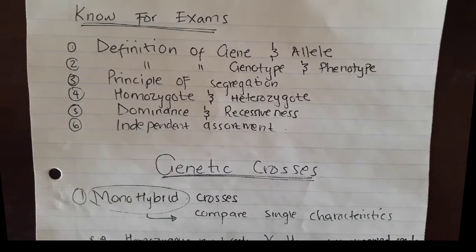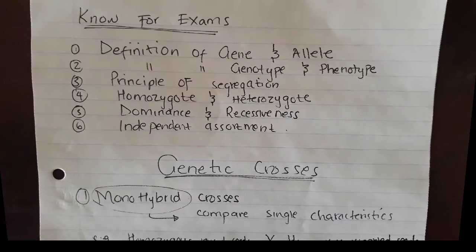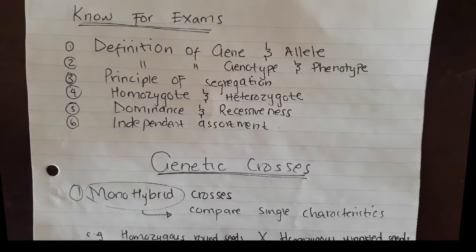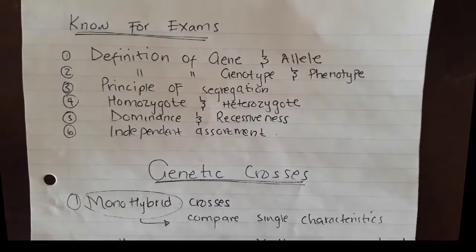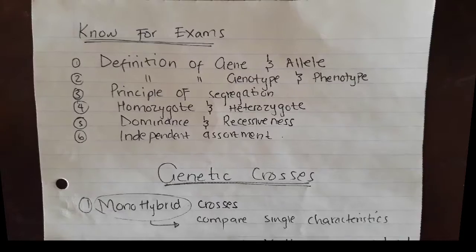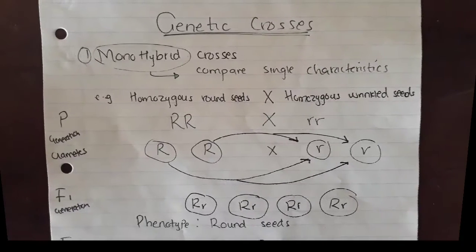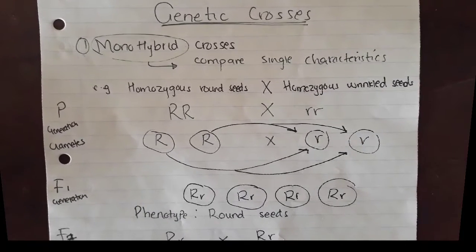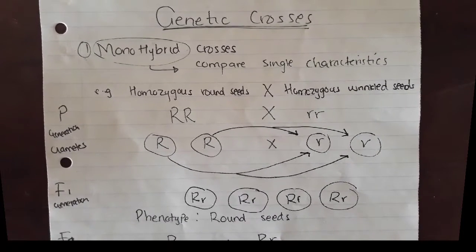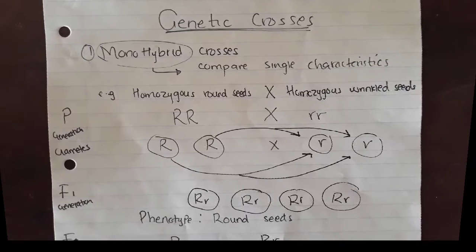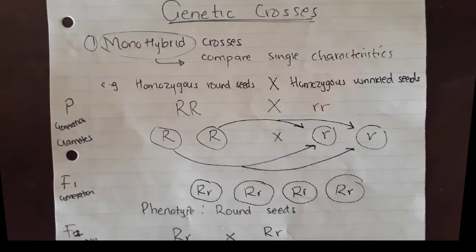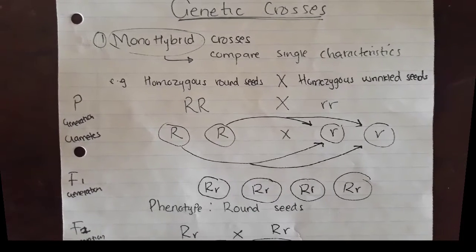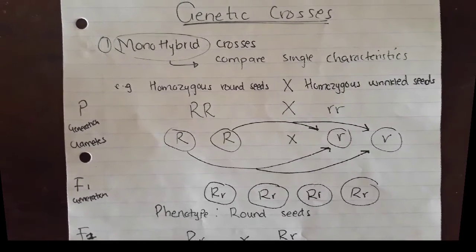For genetic crosses, we will firstly understand what monohybrid crosses are. Monohybrid crosses are crosses where we compare single characteristics. Okay, so let's have an example. Say we have a homozygous round seed that crosses with a homozygote wrinkled seed parent. Since it's homozygous, we will have the same allele, and since round seed is dominant, the allele will be capital letter R, and for the other parent, since it's wrinkled, the allele will be small letter r.